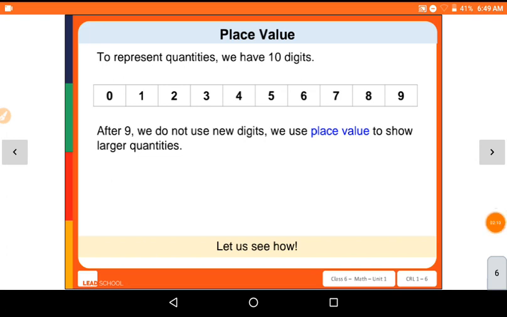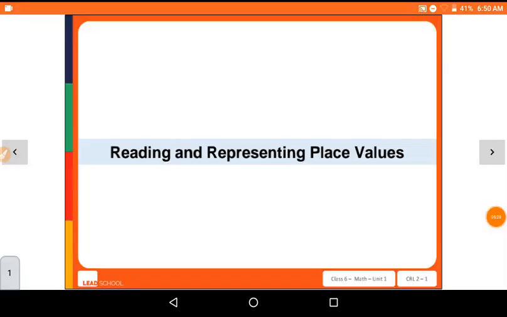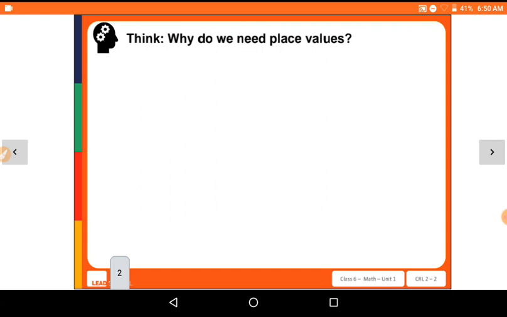So let us move on to the next point. Now second concept I explained in the previous, that is reading and representing the place value, that is available in the SB2 supplementary part 2, page number 2. So how to read and how to represent the different place values over there. So let us get the concepts from here.